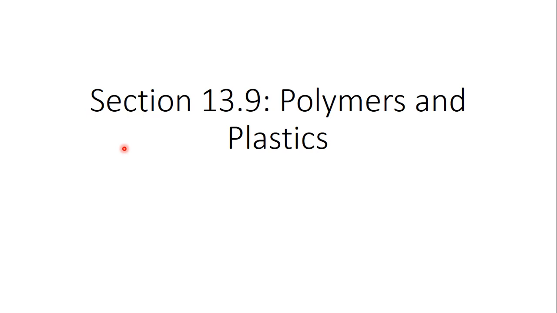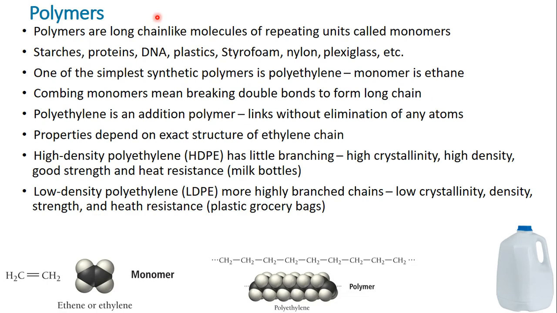In this video, we're going to finish talking about material with polymers and plastics. So a polymer is simply a long chain-like molecule made out of repeating units called monomers. A ton of things in the world are polymers. Starches, proteins, DNA, plastics, styrofoam, nylon, plexiglass, and a lot more are what we call polymers.